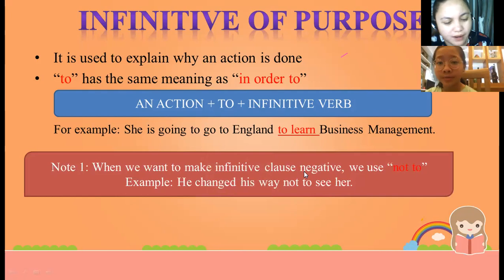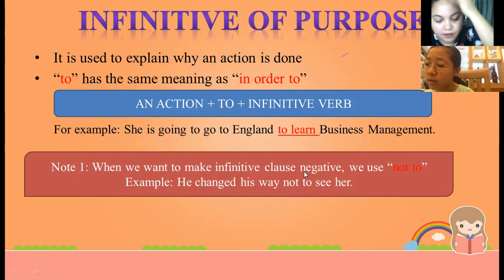Okay, so note number one, when we want to make infinitive clause negative, we use not to. So this is the negative form, okay? He changed his way not to see her. Or, let's make another example: I'm going to call my friend not to go to the party. How about you, Laura? Give me an example using the word not to.